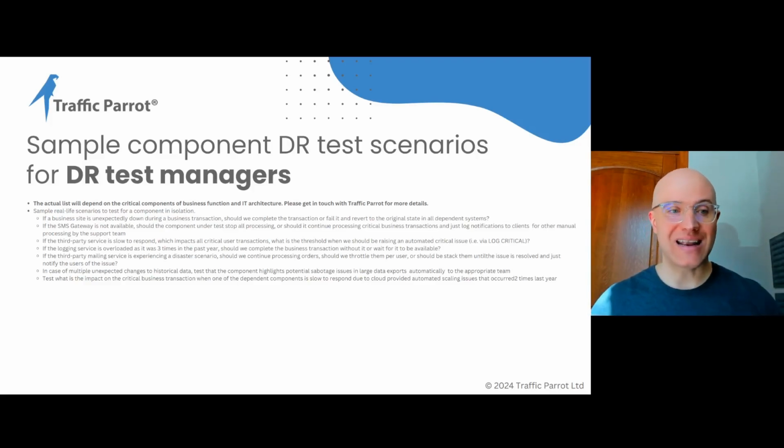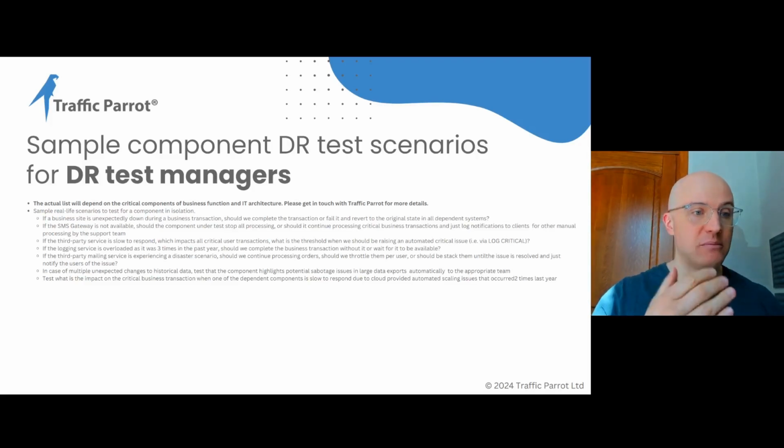Sample real-life scenarios for testing your components in isolation. For example, what you could test: what happens if a business site is unexpectedly down during a business transaction? Should we complete the transaction or fail and revert to our original state in all dependent systems? And this is for a critical component, for example, imports and exports, large-sum financial transactions.